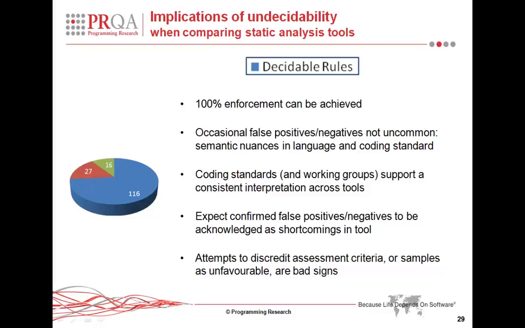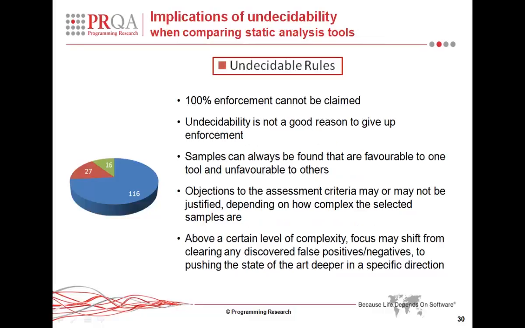So any attempt to discredit the assessment criteria or the samples as being unfavorable, if the rule is decidable, these are bad signs. The situation is different for undecidable rules. In the case of undecidable rules, 100% enforcement cannot be claimed. However, partial enforcement is possible, and therefore undecidability is not a good reason to give up enforcement.